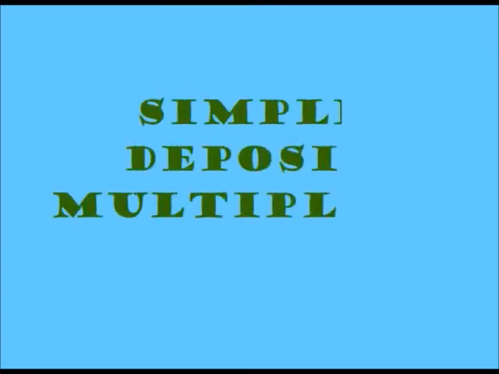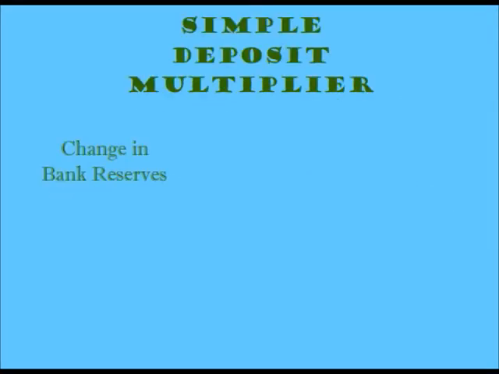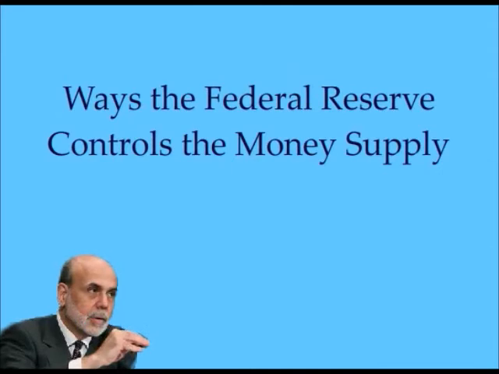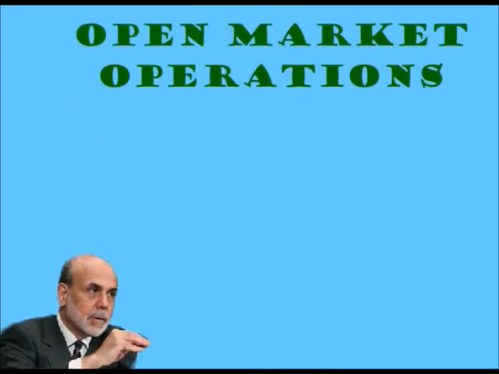To calculate the total increase in checking account deposits from an initial deposit, we use the simple deposit multiplier, which is change in bank reserves times 1 over RR, or the reserve ratio, equals change in checking account deposits. There are three ways for a central bank to manage its money supply. First is open market operations, which is a committee of 12 members that meet 8 times a year who are in charge of buying and selling treasury securities.